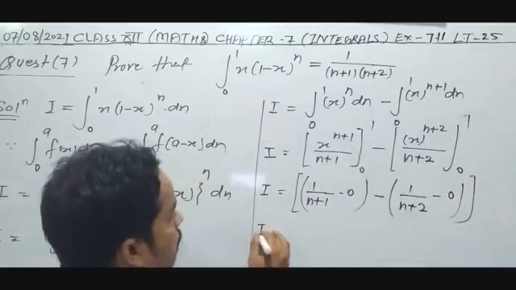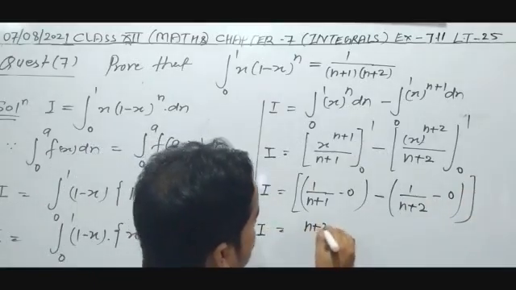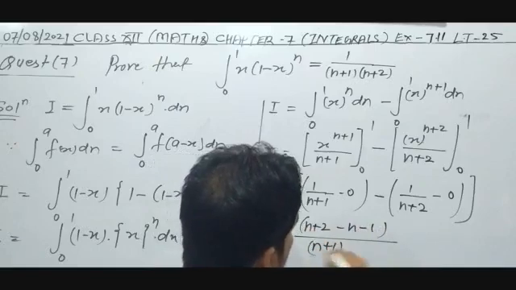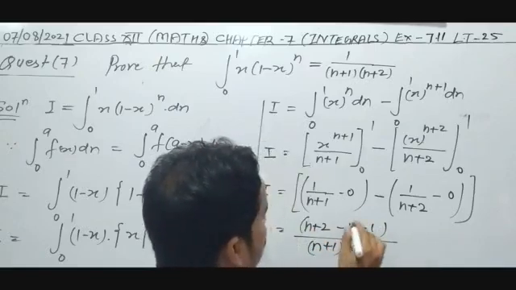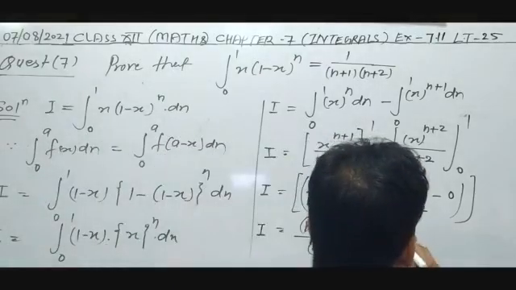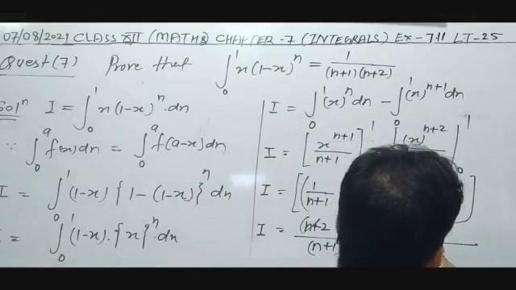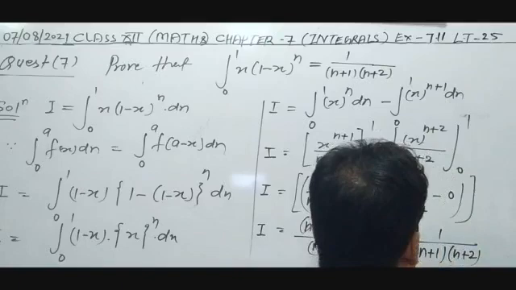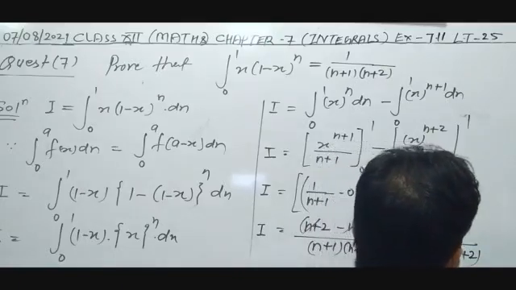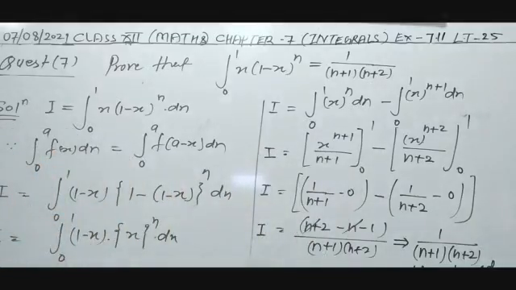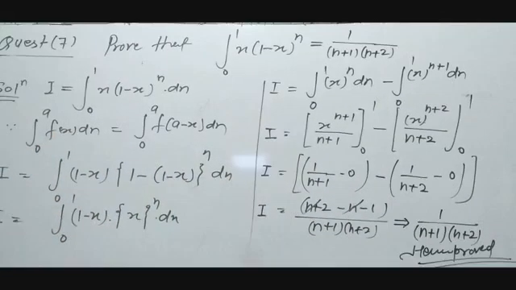After taking LCM, means (n plus 2 minus n minus 1) whole upon (n plus 1) and (n plus 2). So n minus n will cancel out, result will be 2 minus 1, result will be 1. So its proof is 1 upon (n plus 1)(n plus 2). Hence proved. See, this is our proof.